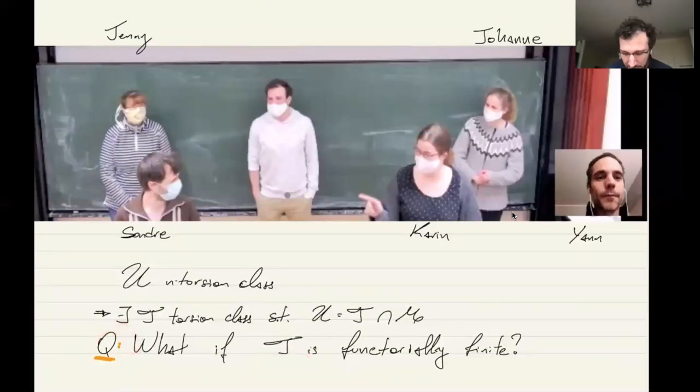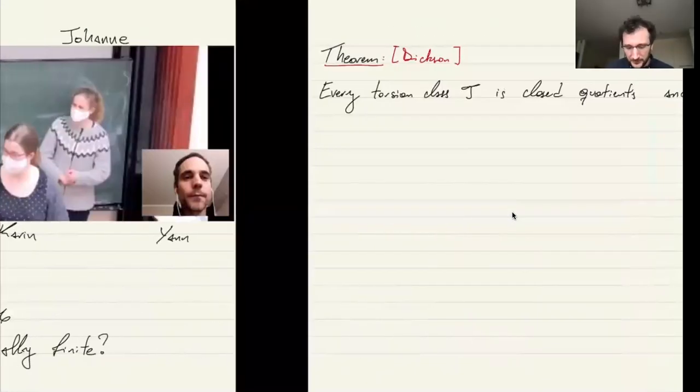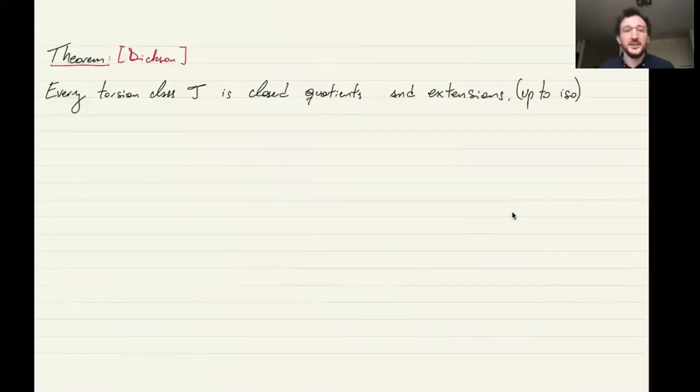what happens when our torsion class is functorially finite? Because we are interested in tau-tilting theory and in higher homological algebra. Can we say something about this? Well, the answer is yes, we can say stuff. And actually, we were able to give more properties of n-torsion classes, in a paper that is being written at this moment.